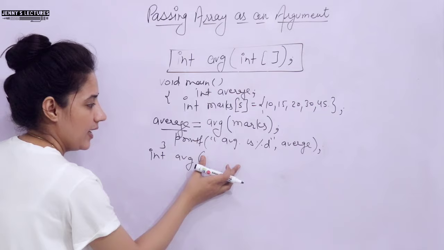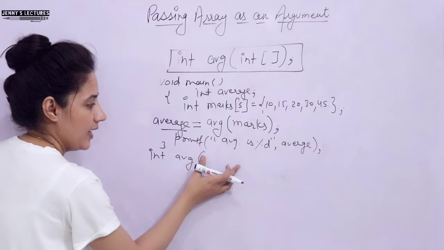Now see here, if you print in the main function, here I am printing the size after average. printf inside main, size of array is, and I want to calculate the size in bytes. So percentage d and comma, I just write the sizeof operator and pass the name of the array, marks. The same line I want to print in the average function also. So before returning, I am printing inside the AVG function.